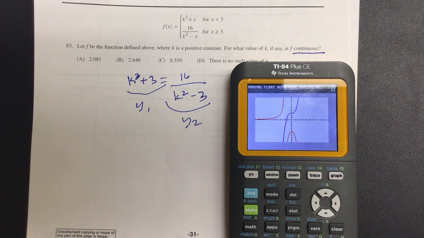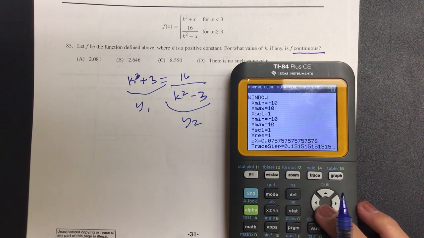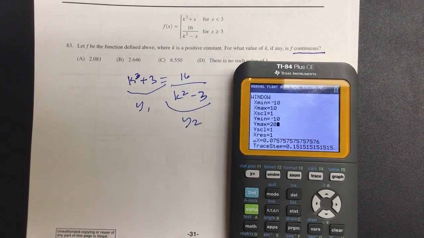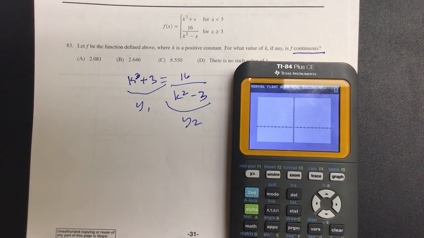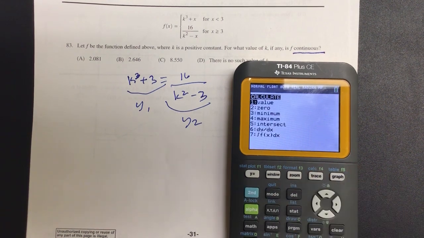The second one is our rational function. It's somewhere up there, right? So I'm going to go to my window and change my y max to maybe 20. You can make it 50 if you want. Then my intersection is second CALC, 5.